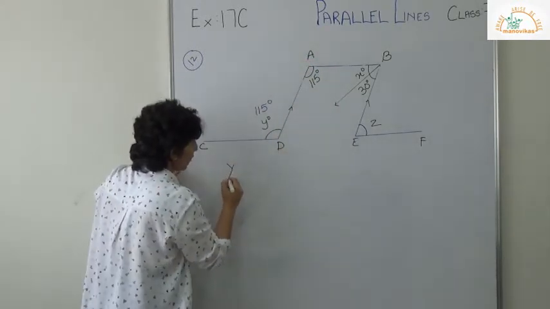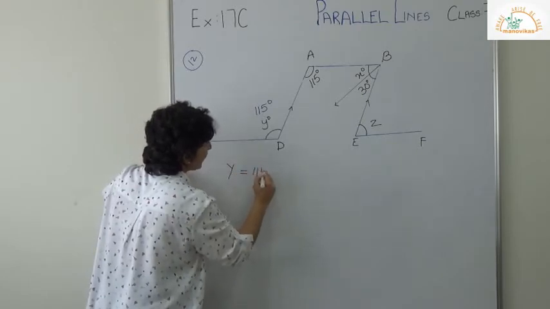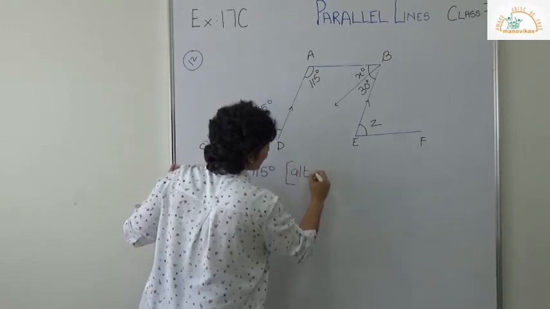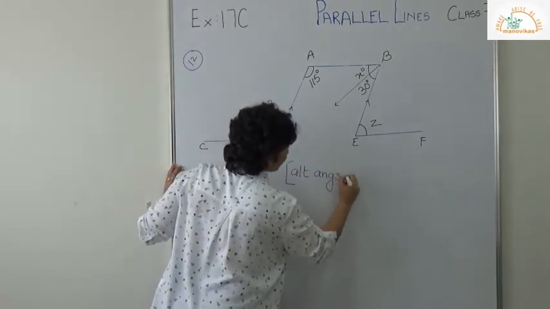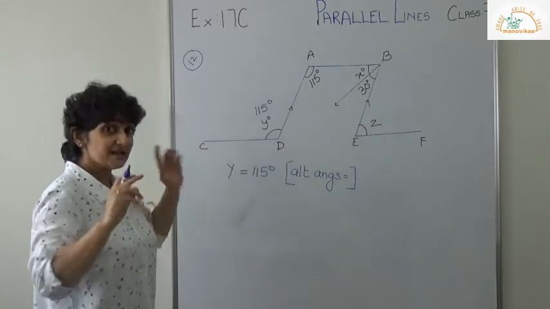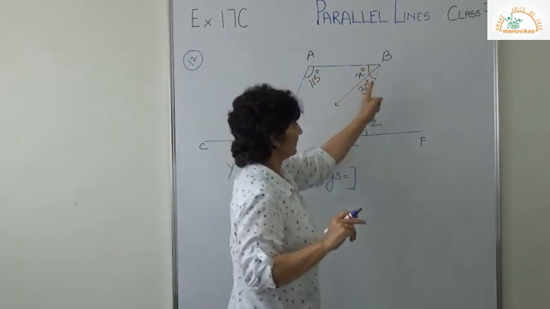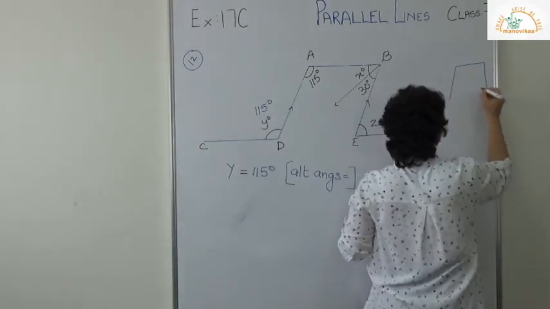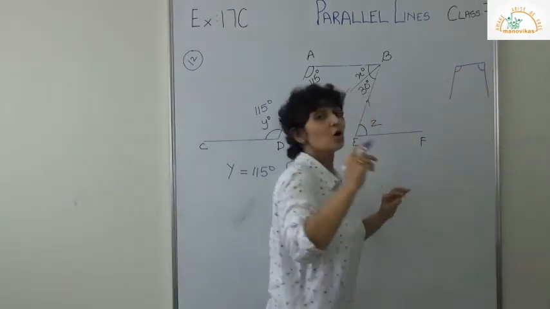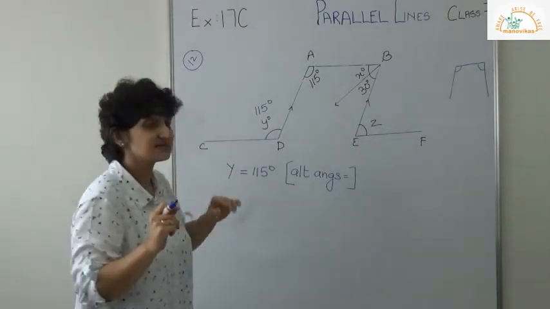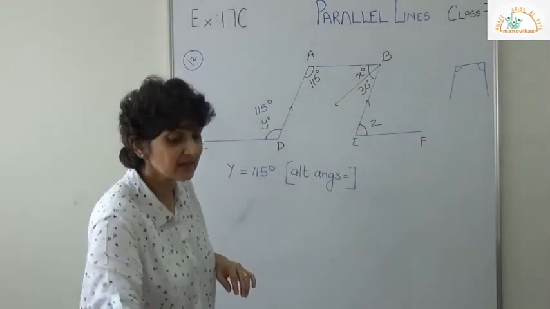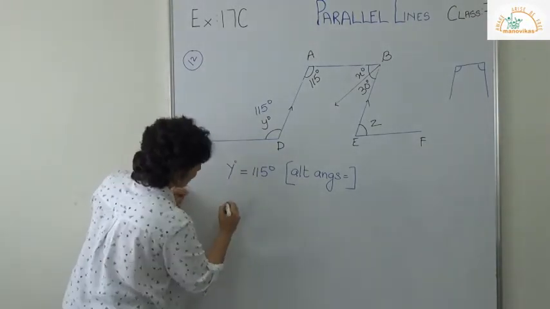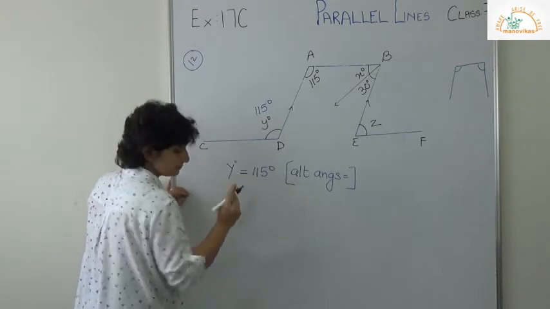So you know y is equal to 115, that is alternate angles are equal. Correct? Now let's come here. What is this? As usual, I told you this box. What is that we call it? They are the co-interior angles. And you know co-interior angles are supplementary. That is equal to 180 degrees. Isn't it? So I know x.